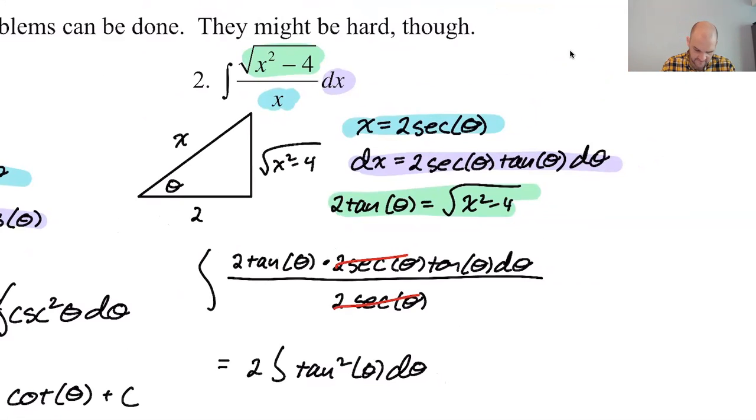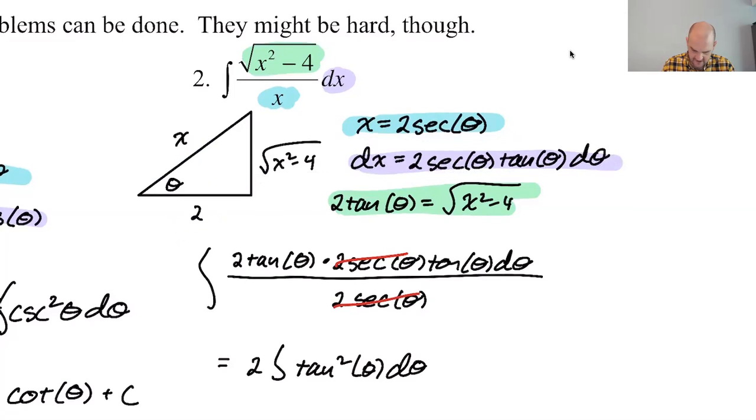So cosine would be 2 over x. So secant is x over 2. So x is definitely 2 secant. If x is 2 secant, dx is definitely 2 secant tan. And then this over this is tangent. So yeah, I guess so.